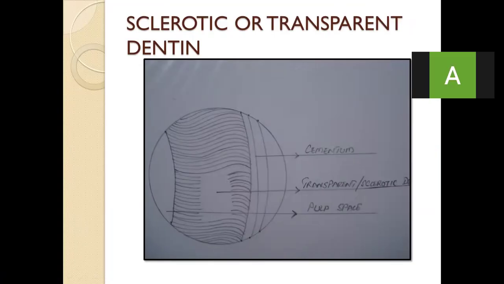Next, we have sclerotic dentine. The sclerotic dentine is also called transparent dentine. It results from the continuous deposition of intratubular dentine as a result of aging or in response to tooth wear, such as attrition, abrasion, or erosion, or as a result of dental caries. This dentine with obliterated tubules is called sclerotic dentine.